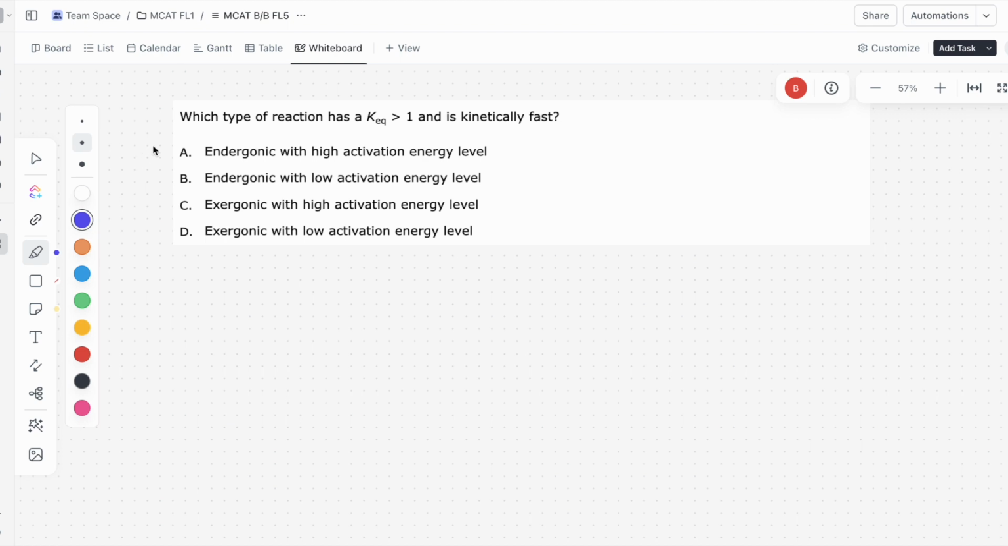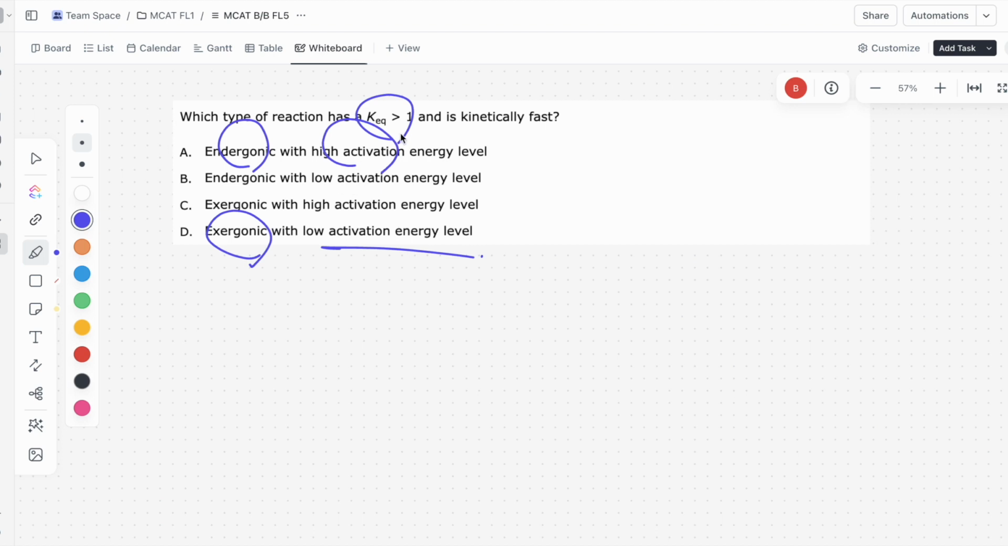Let's get started. This is the next discrete question. It says, which type of reaction has a KEQ greater than 1 and is kinetically fast? So let's take a look at the answer choices. We're looking at something that's exergonic versus endergonic, and high activation versus low activation energy level.